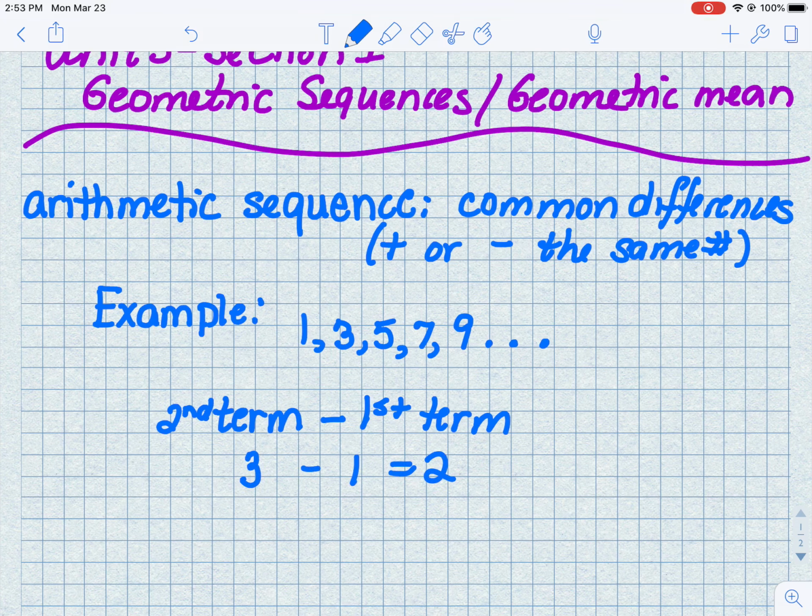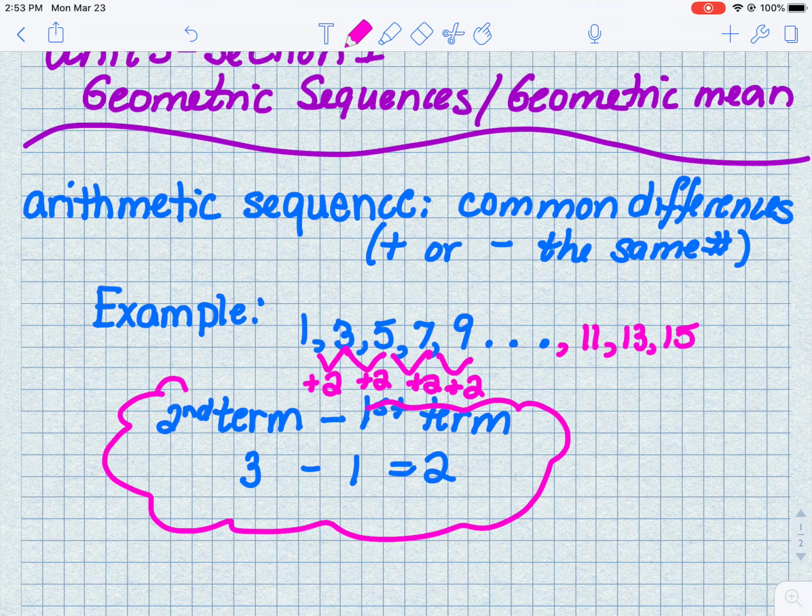Does that hold true for each piece of the sequence? If we add 2 each time, do we get the correct number? So 1 plus 2 is 3, 3 plus 2 is 5, 5 plus 2 is 7, 7 plus 2 is 9, and we could continue that: 11, 13, and 15. That's an arithmetic sequence. And this is the formula you would use if we were trying to figure out the common difference.